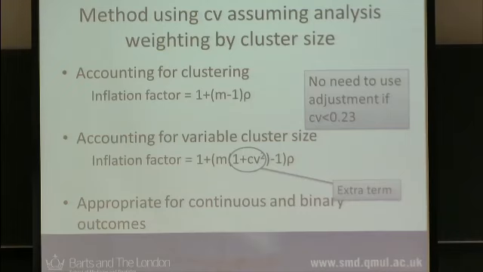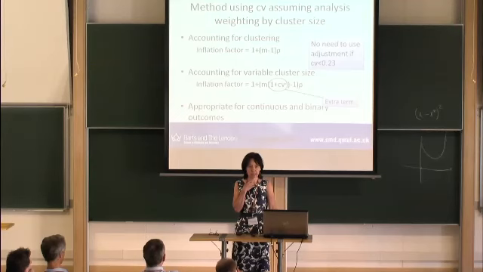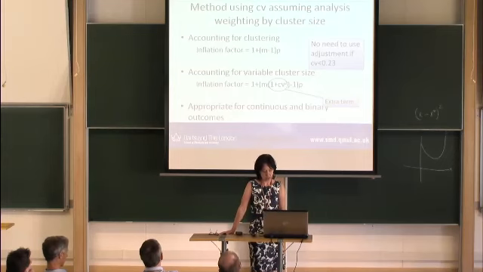Because of the way that this formula operates, there's really no need to use the adjustment if your coefficient of variation of cluster size is less than 0.23, and the reason is because if your coefficient of variation is less than that, you have to adjust your sample size by less than 5%. And given what Mike's already said about sample size calculations being a bit of an art rather than a science, there's probably no need to adjust in that case.